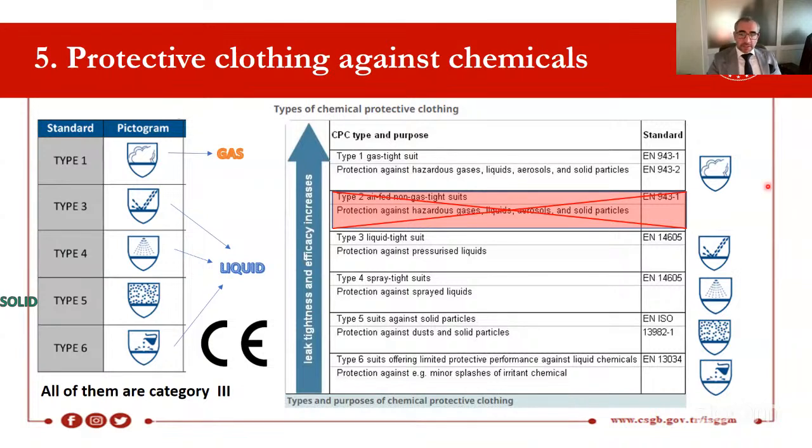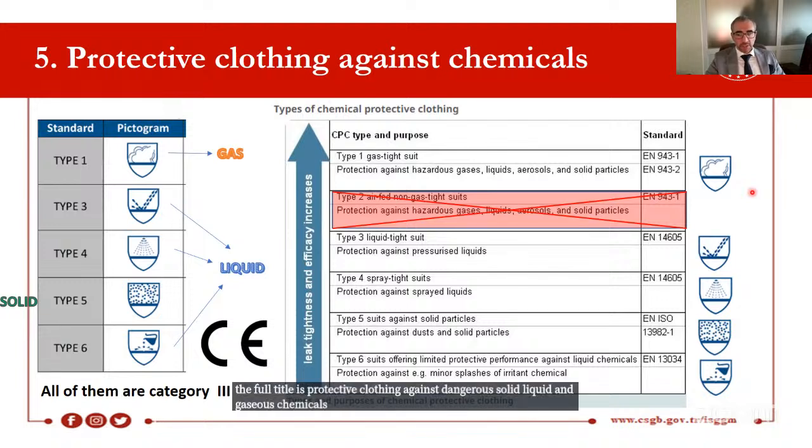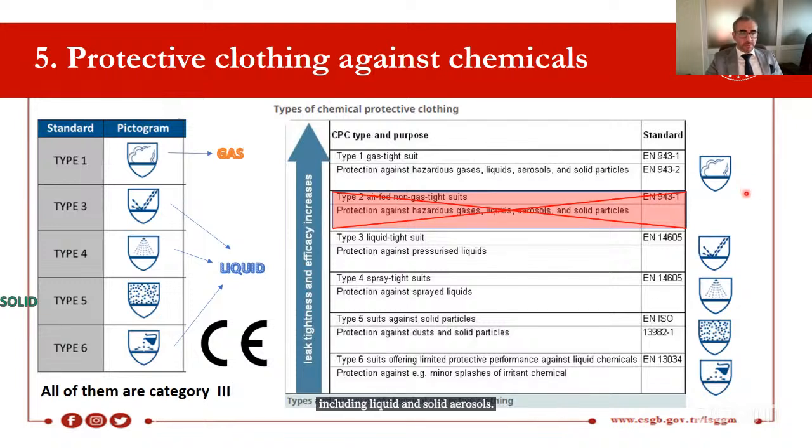Type 1 is a gas tight suit, and the corresponding standard is EN 943. The full title is Protective Clothing Against Dangerous Solid, Liquid, and Gaseous Chemicals, including liquid and solid aerosols. Type 3 is liquid tight suit, and type 4 is spray tight suits.